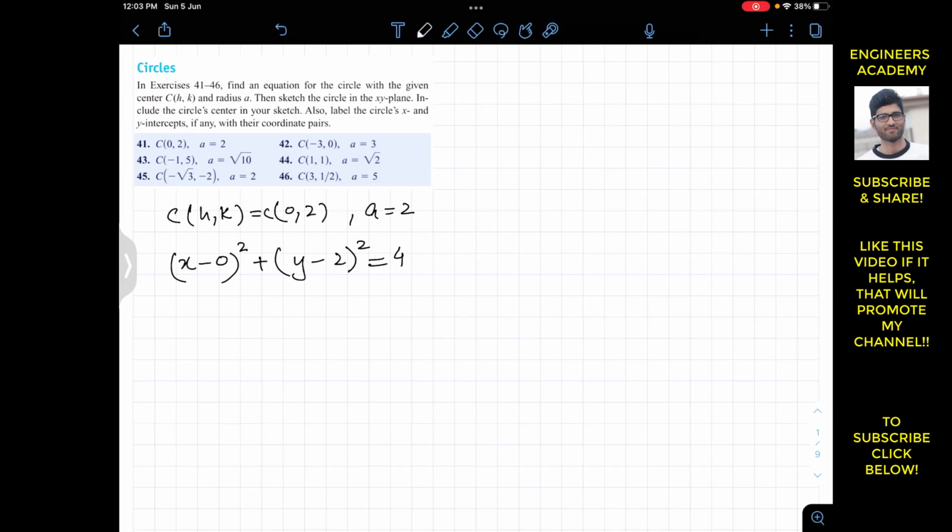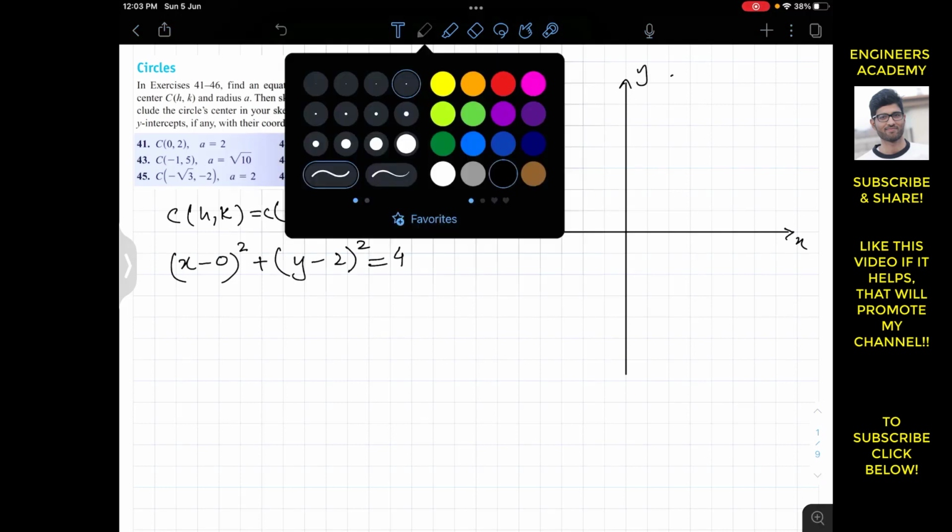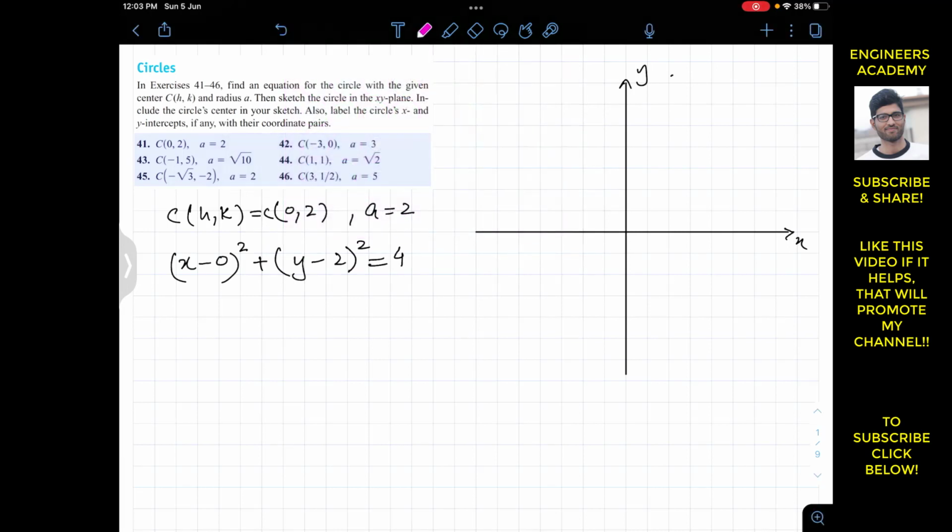Now we are going to plot this circle. For that, let me draw the x and y axes. So this is our positive x and this is our positive y. So now the center is at 0, 2, so the x coordinate is 0 and the y coordinate is plus 2. So somewhere here we have the center, that is C.